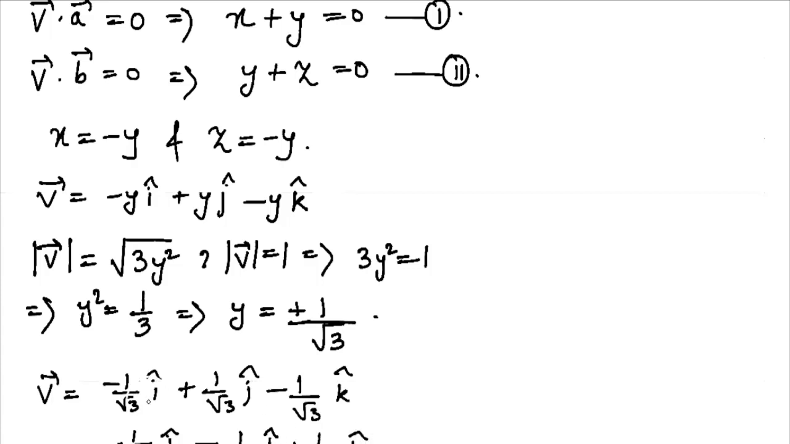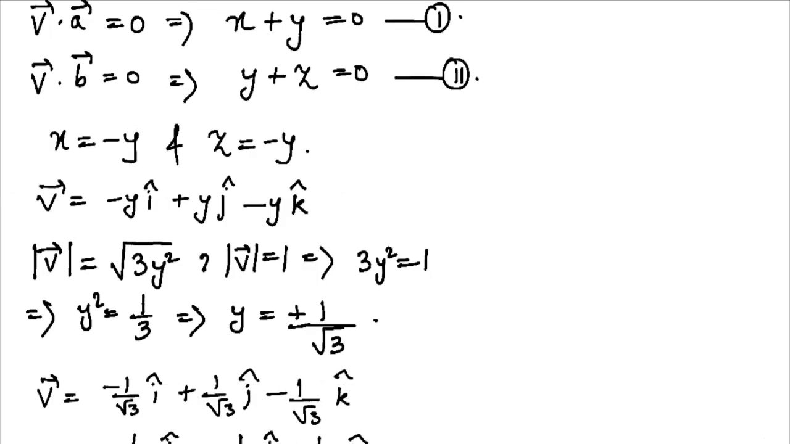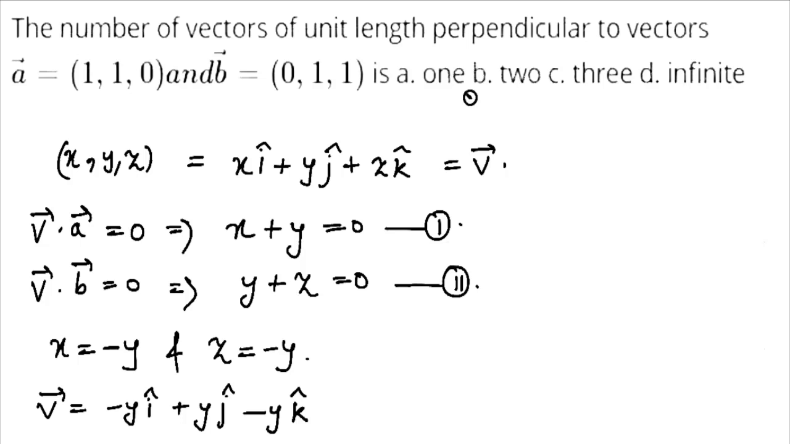So we have two options for v. That is, the number of such vectors is 2. 2 is the correct choice.